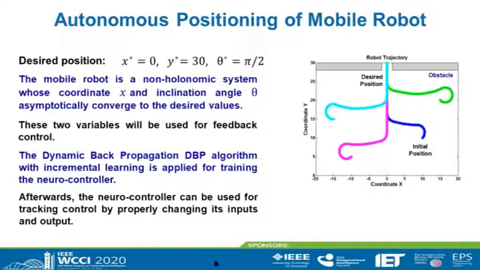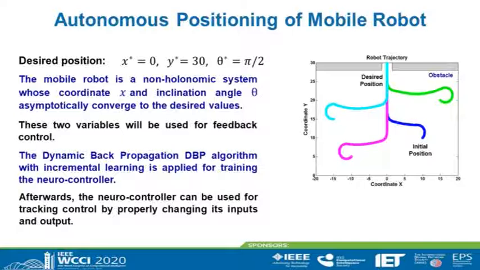In this problem, the desired final position is given by x asterisk equal to 0, y asterisk equal to 30, and theta asterisk equal to pi over 2, equal to 90 degrees. Here we can see that the robot is a non-holonomic system. We see that coordinate x asymptotically converges to 0, the desired state. Also, we can see that the inclination angle theta asymptotically converges to the desired value pi over 2. However, coordinate y does not converge asymptotically to the desired value 30. In this way, we will use only two variables for feedback control, x and angle theta.